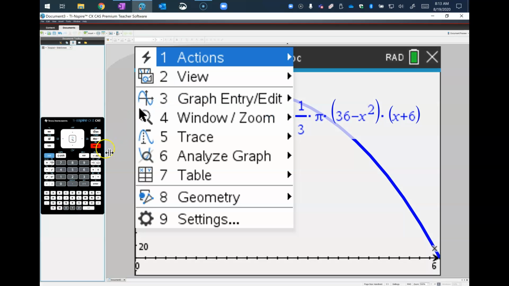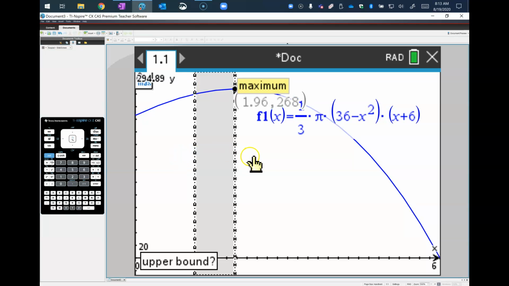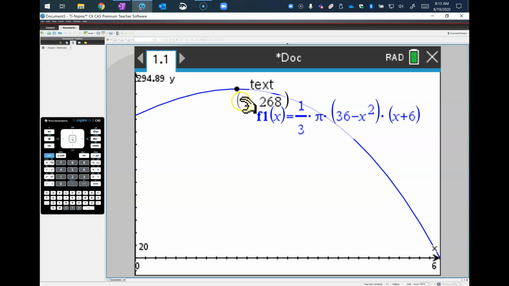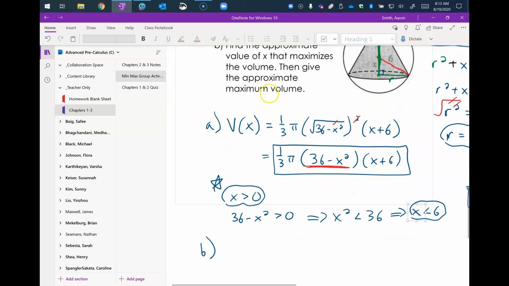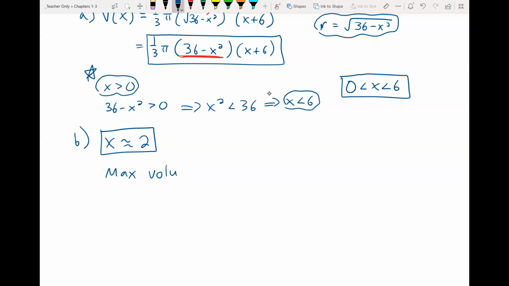Menu, in this case, analyze graph, maximum, go a little bit to the left, hit enter, a little bit to the right, hit enter, and we can see 2, 268. Again, I won't bother getting more decimals, but you can if you want. So if I fill that in, the value of x that gives you the maximum volume is about 2, maybe exactly 2, who knows. And then the maximum volume, I'm pretty sure this one has decimal pieces to it. The maximum volume is approximately 268 units. It doesn't have any units with it, so we'll just say 268.